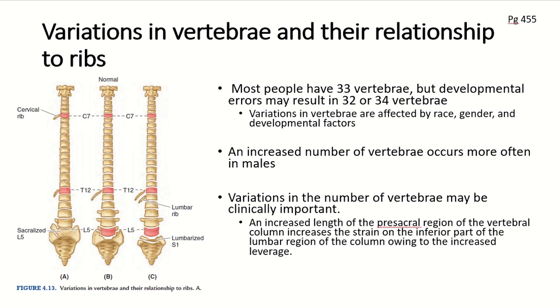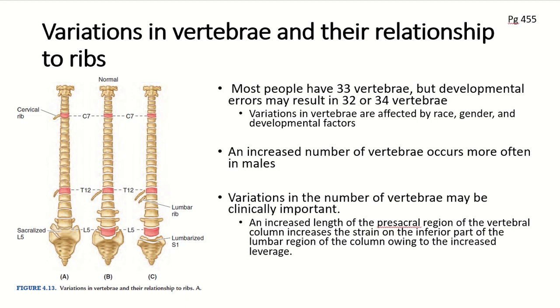You're more likely to see an increased number of vertebra in males, and a reduced number occurs more frequently in females. And there is some evidence that the variations in vertebra are influenced by race, with some races showing more variation in the number of vertebra than others. So the variations in the number of vertebrae may actually be clinically important.